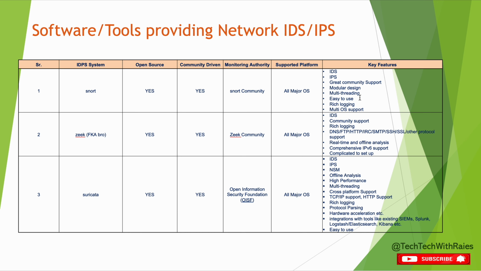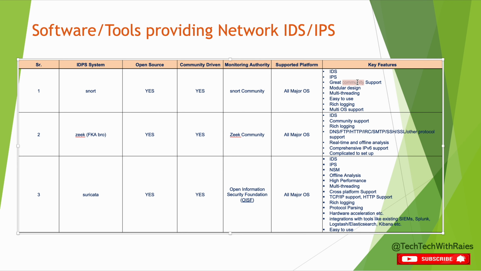What are the key features? If we talk about Snort, it supports the IDS feature and the IPS feature. Basically these are community driven, so there is great community support. The design is modular, it provides multi-threading, it is easy to use, rich logging is there, and multiple OS support is also there. These are the key features for Snort. Next, Zeek provides only IDS, it doesn't provide IPS, but the latest version of Zeek has capabilities of IPS as well. Multiple protocols are also supported in Zeek, and real-time packet analysis is also possible. If we talk about Suricata, IDS is supported and IPS is also supported.